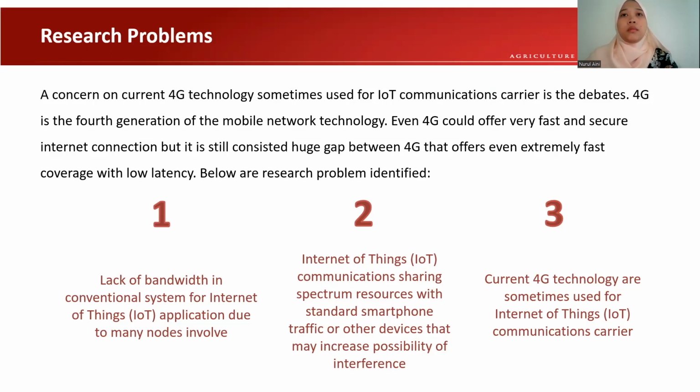Below are the research problems identified. There are 3. The first one, lack of bandwidth in conventional systems for Internet of Things application due to many nodes involved. The second one, IoT communication sharing spectrum resources with standard smartphone traffic or other devices, which may increase the possibility of interference. And lastly, current 4G is sometimes used for IoT communication carrier. So that is all.